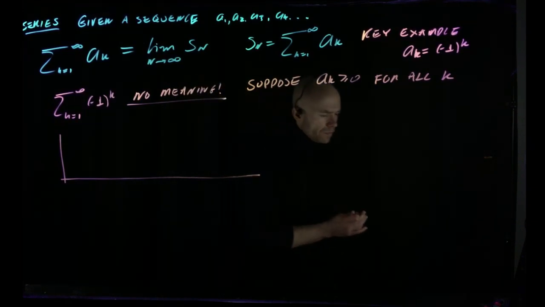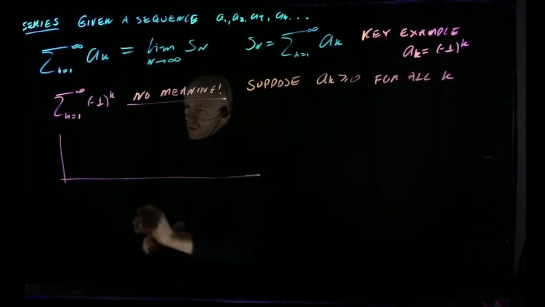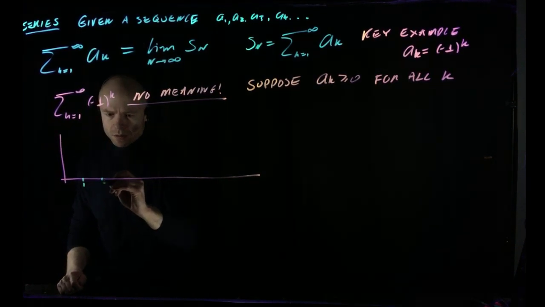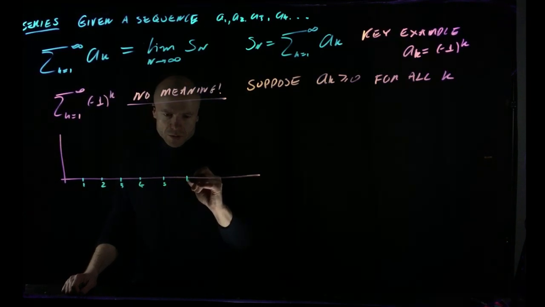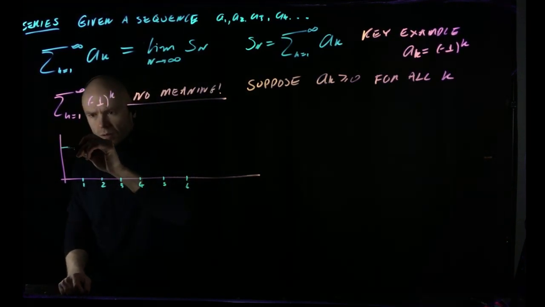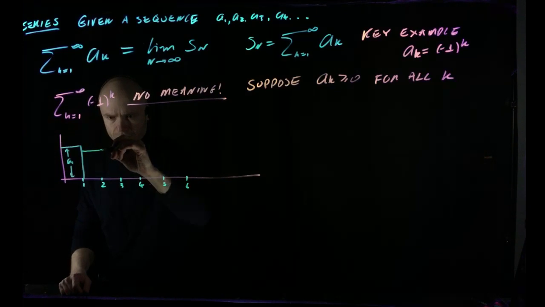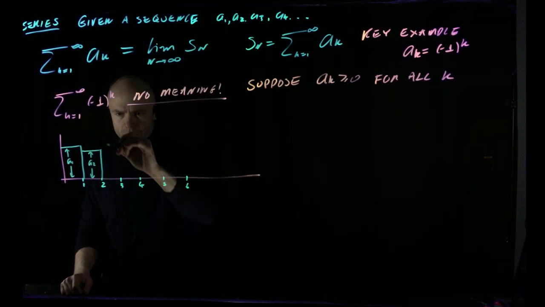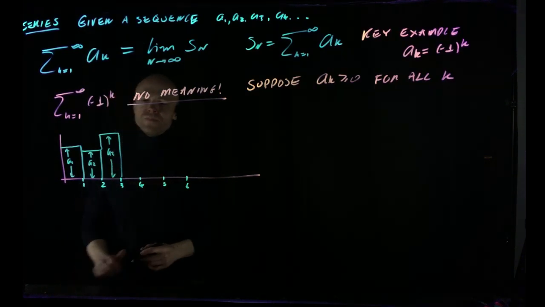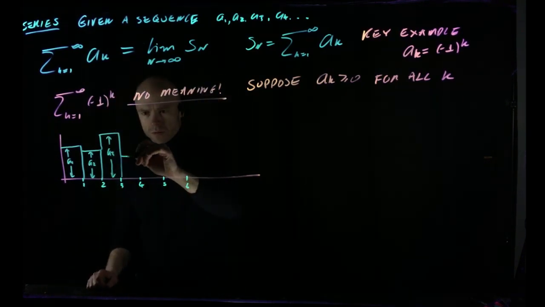So this is 1, this is 2, this is 3, this is 4, this is 5, this is 6. And then draw a block whose height is A1. And draw a block next to it from 1 to 2 whose height is A2. And then draw a block from 2 to 3 whose height is A3. And so on, all the way across. Let's do a few more.